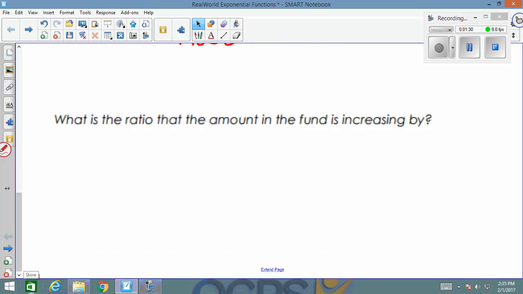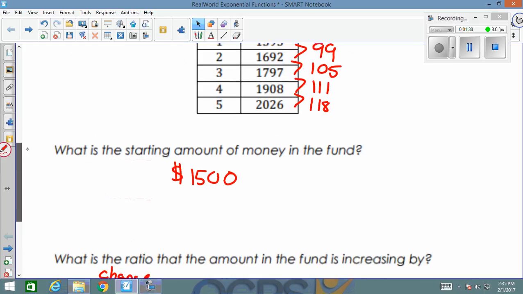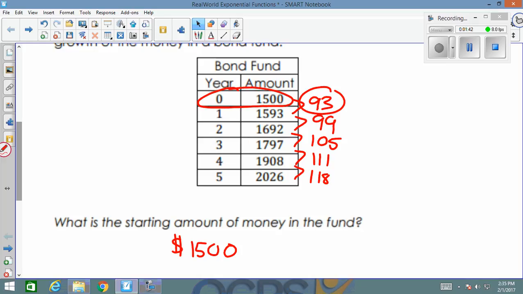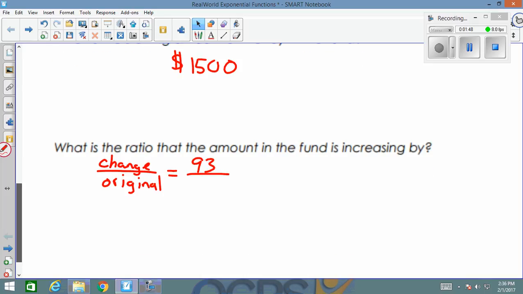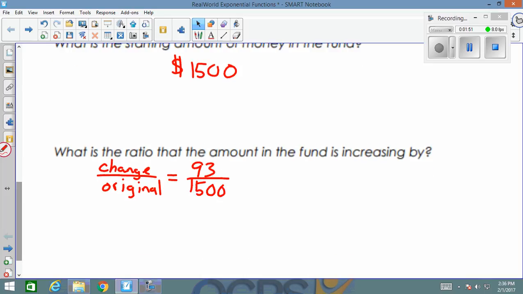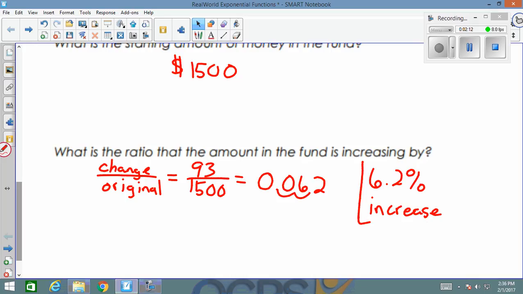Okay, the common ratio. To do the common ratio, we do the change divided by the original. What I mean by change is the very first subtraction that we did, which in this case is 93. So it's 93 divided by the original. The original amount means the initial amount, which is 1,500. That's what we just answered in the previous question. So we do 93 divided by 1,500. This gives me 0.062. But we need to write it as a percentage, so remember, we move 2 decimal places to the right. So it's 6.2%. And because it's a growth that's increasing every time, we say 6.2% increase.